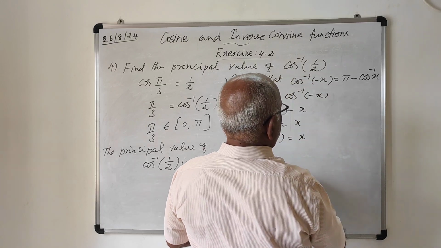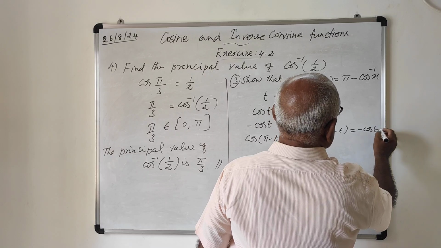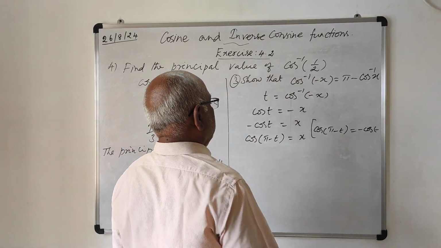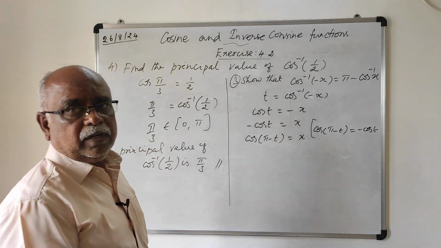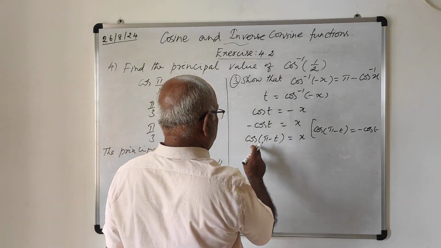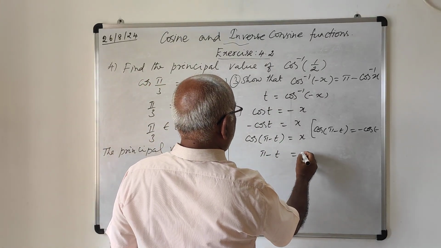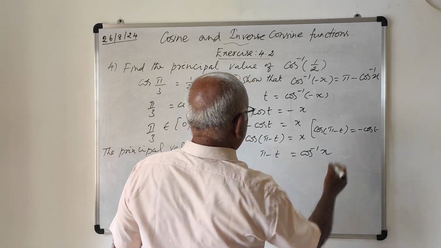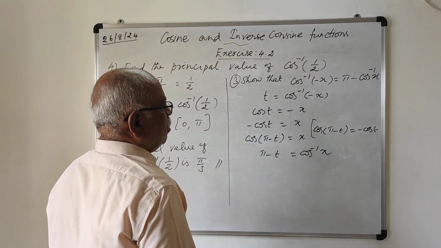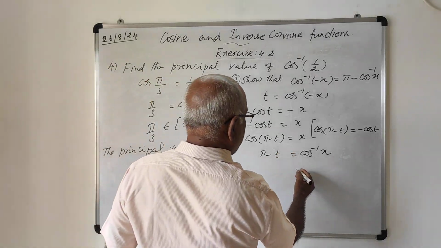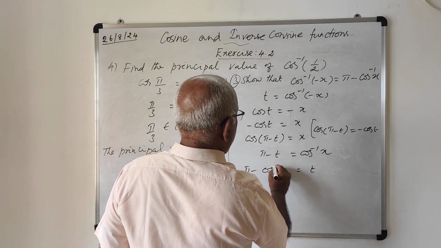Cos 180 minus t equal to minus cos t by definition. Therefore, this minus cos t can be expressed as cos of pi minus t. From this, pi minus t equal to cos inverse of x. You bring this t to that side and bring the cos inverse x. This is pi minus cos inverse of x.